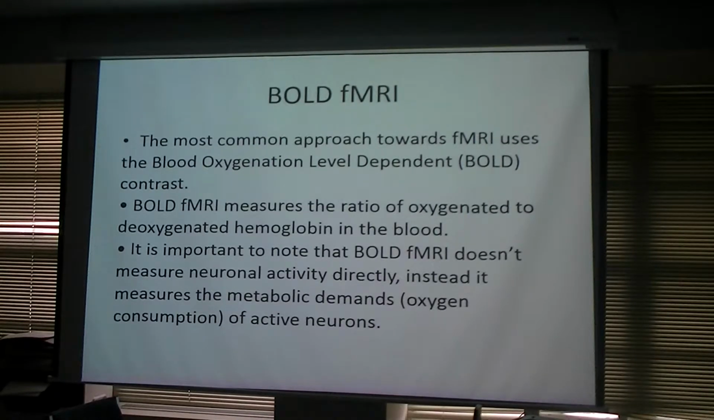The most common approach in fMRI is the blood oxygenation level dependent, or BOLD, signal. BOLD fMRI measures the ratio of oxygenated to deoxygenated hemoglobin in the blood. It does not measure neuronal activity directly; instead it measures the metabolic demands of active neurons. When some region of our brain is active, it needs oxygenated blood, so oxygenated blood flows to that region, and with that we can find out how the activity has changed in the brain region.